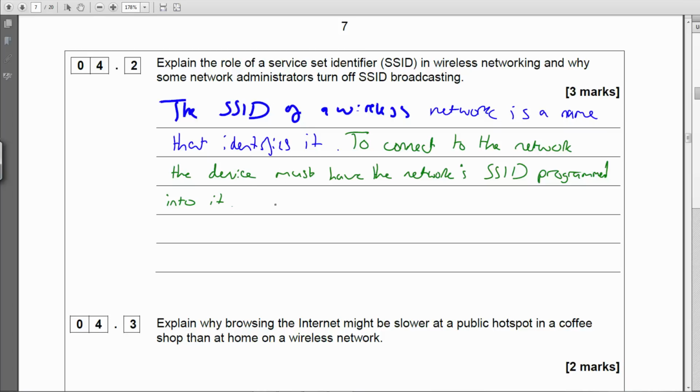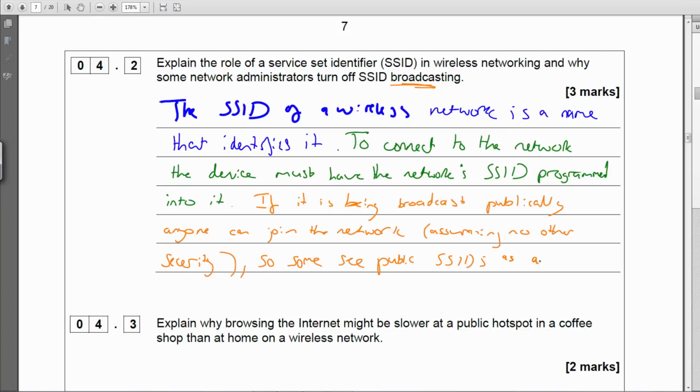So, I guess it means if it's broadcast. So this is the fact that it's being sent out by the device. So if it's being broadcast, okay, this is the first question I've really sort of had to think about slightly more. I don't know, it caught me by surprise a little bit.